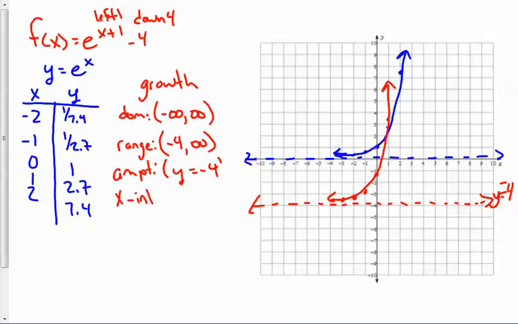It has an x-intercept of approximately (1/2, 0). Make sure you're writing the x-intercept and the y-intercept in point form. It has a y-intercept of looks like we have about (0, -1.3).